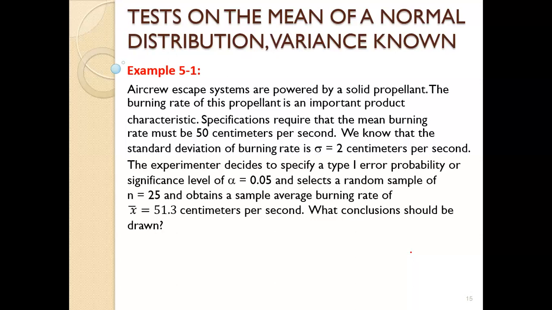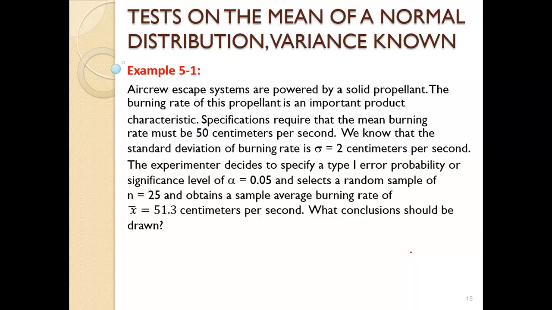For this case, the experimenter designed the type 1 error equal to 0.05. This is a 95% confidence interval. Sampling from the population, we take 25 samples and measure the average of the sample, which is 51.3 centimeters per second. What conclusion should be drawn? For this case, the spec is 50.